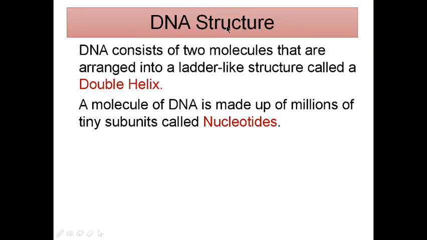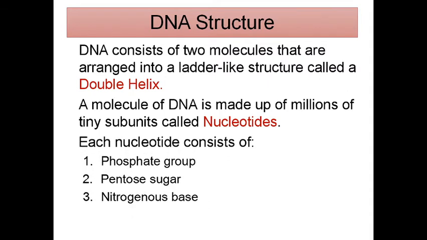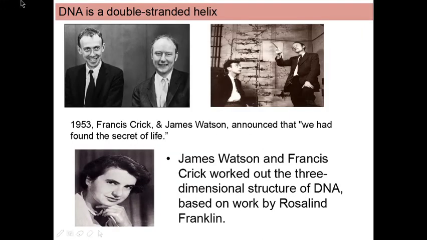Now we'll see the structure of DNA. DNA consists of two strands arranged in a ladder-like structure called a double helix. A molecule of DNA is made up of millions of tiny subunits called nucleotides. Each nucleotide consists of a phosphate group, a pentose sugar and a nitrogenous base. DNA is a double-stranded helix.